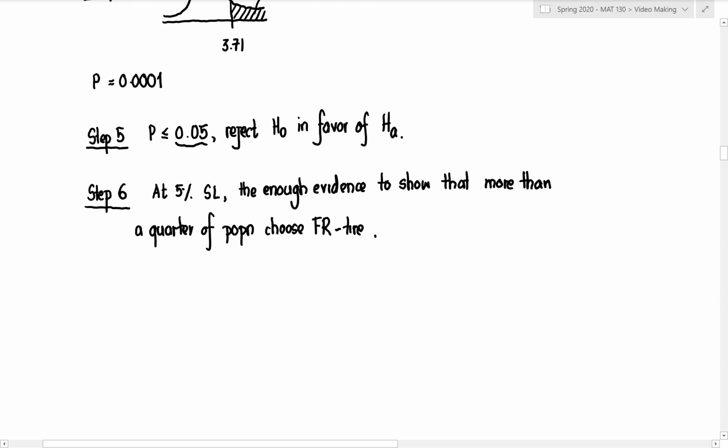Like I said earlier, I still want you to see what happens at 2.5% and 1%. At 2.5%, our p would still be less than alpha, which is 0.025, so we would still reject H naught, and the same thing is true for 1%. So there's really strong evidence to claim that more than a quarter of the population chooses the front right tire.